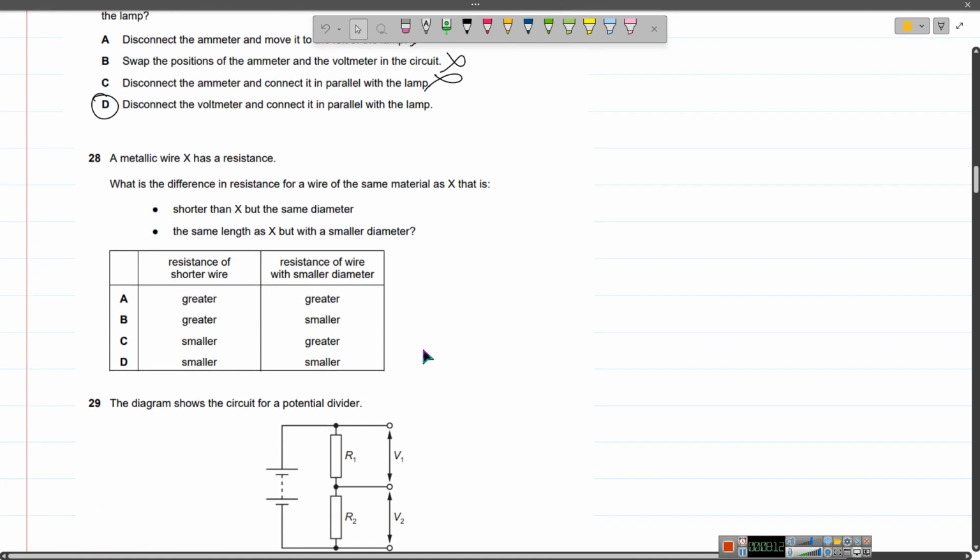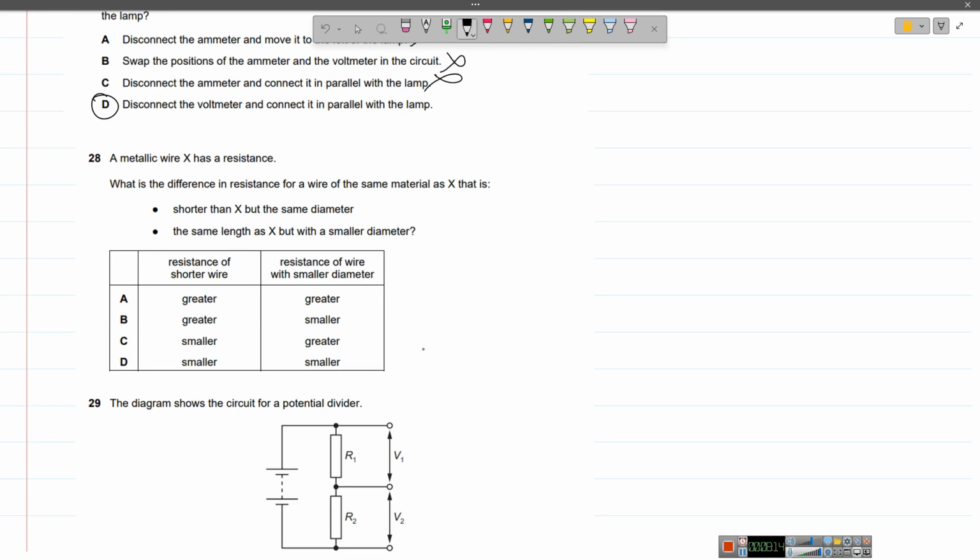A metallic wire X has resistance. What is the difference in resistance for a wire of the same material as X that is shorter than X but has the same diameter, or the same length as X but a smaller diameter, right? If you talk about same diameter but shorter length, that means the resistance would be smaller, because R is equal to rho L over A. Since we have the same material, there is a direct relation with length and an inverse relation with area. So the diameter is the same, the length is shorter, which means resistance is going to be less, right?